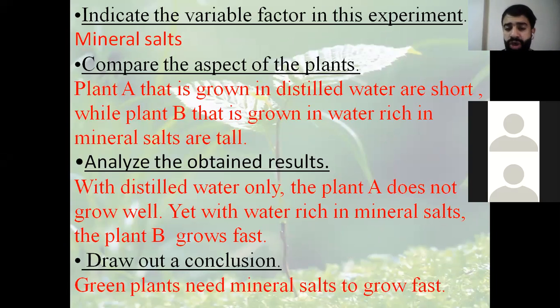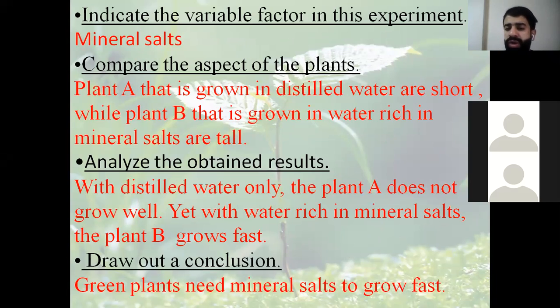So plant A that's grown in distilled water, they are short, while those in plant B that are grown in water rich in mineral salts, they are tall. You can say they are green. You can use your own words. It's okay. I have no problems about this analysis.